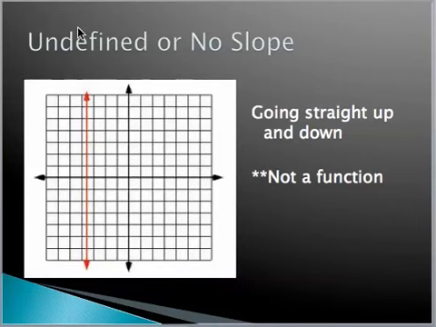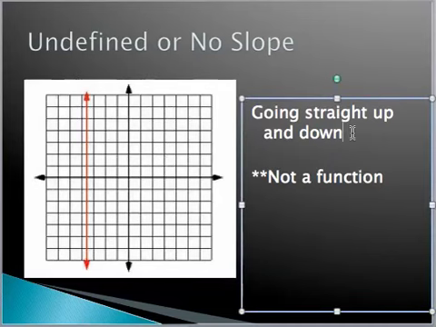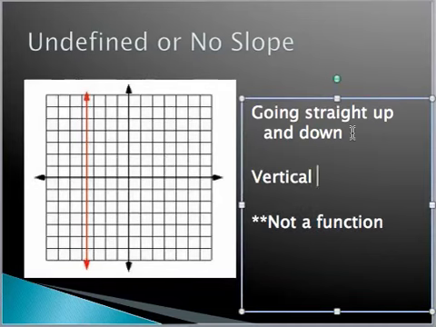The last type is undefined, also called no slope. Kids really get no and zero confused. Zero is a flat line. No is a line going straight up and down. Going straight up and down, you can also say it is a vertical line. And this is not a function. Before, in Unit 1, you talked about function, not a function. This is not a function.